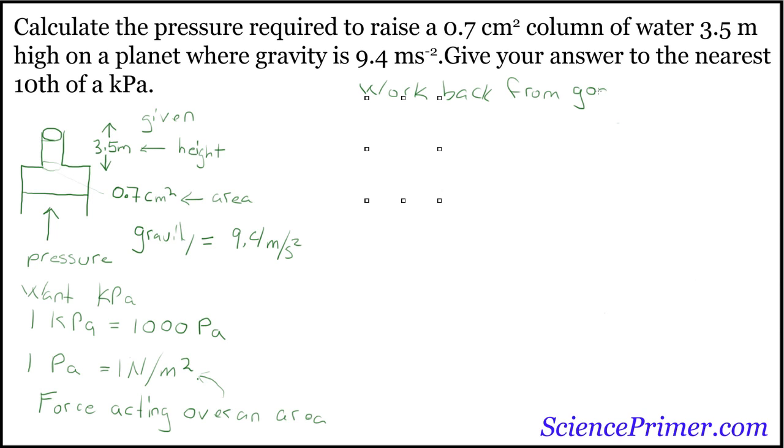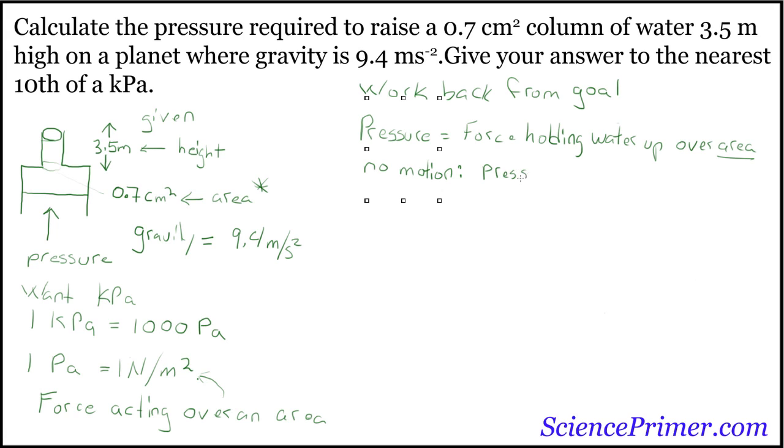Knowing this, we can work backwards from this goal to figure out how we can use what we know to find this. So pressure equals a force holding the water up over the area. And we already have area, so we already have part of the answer. Since no motion is described in the question, we can assume that the pressure up, holding the water up, is equal to the force pulling down on the water.